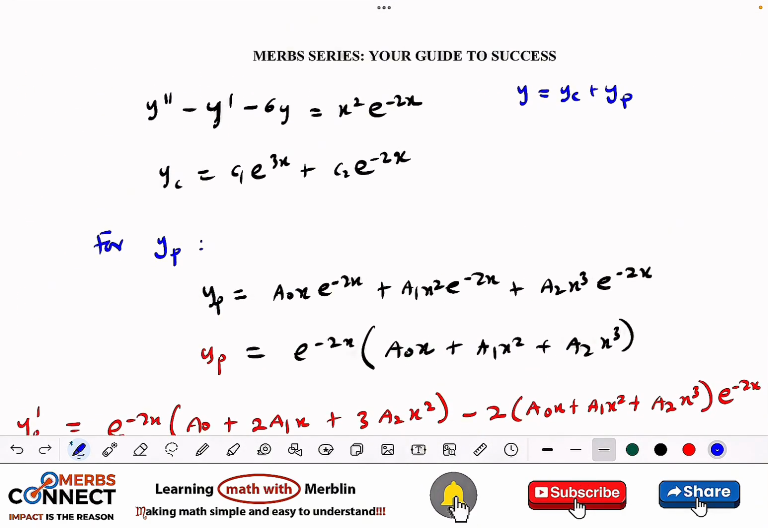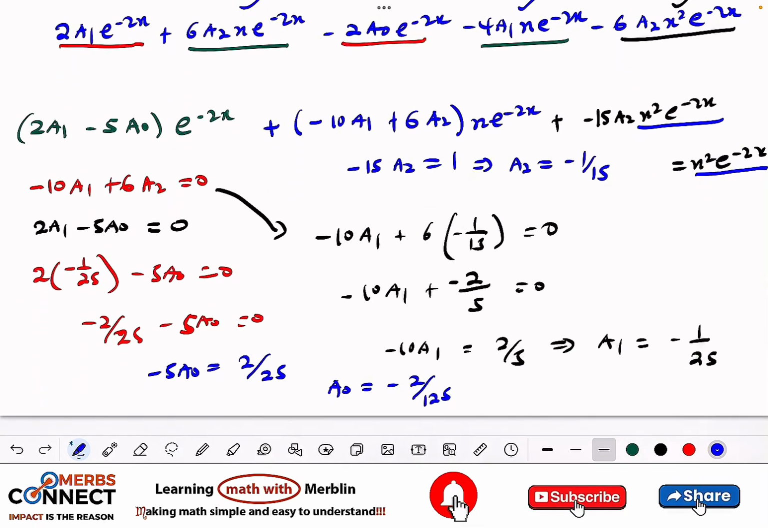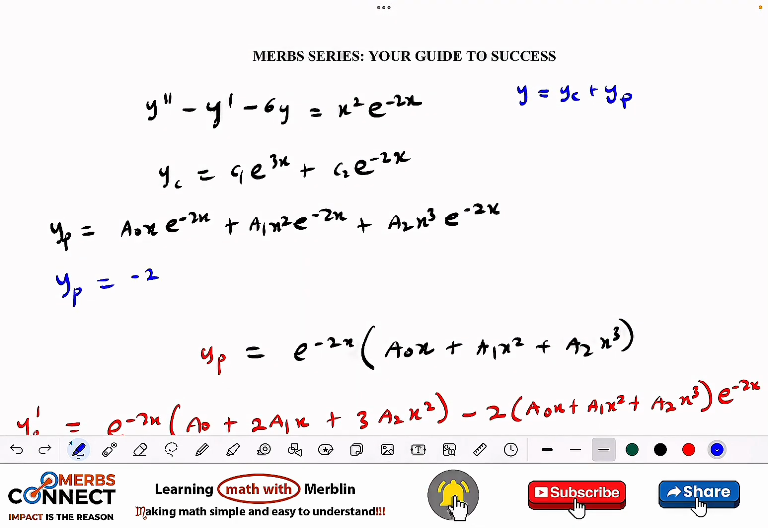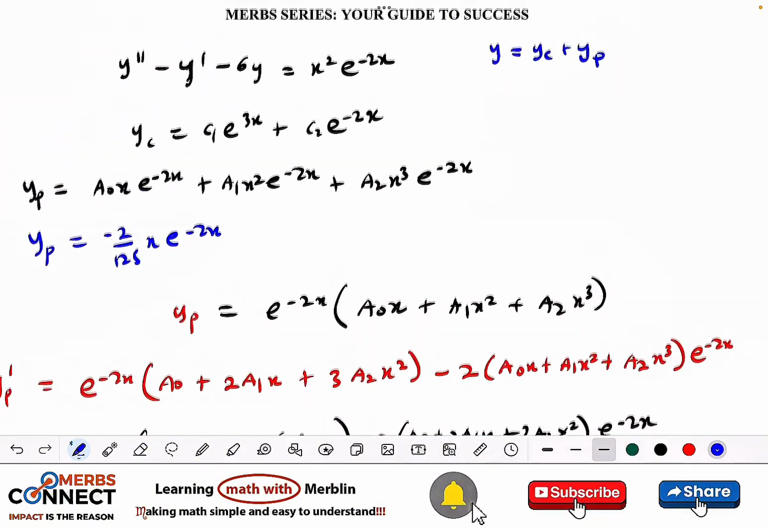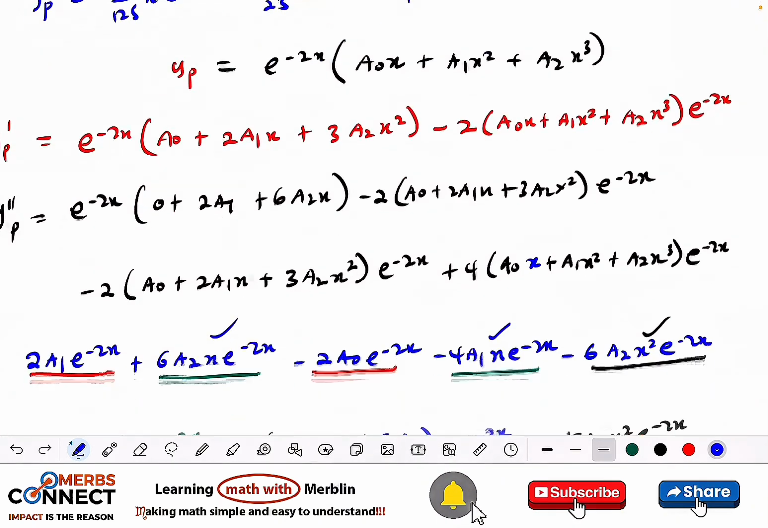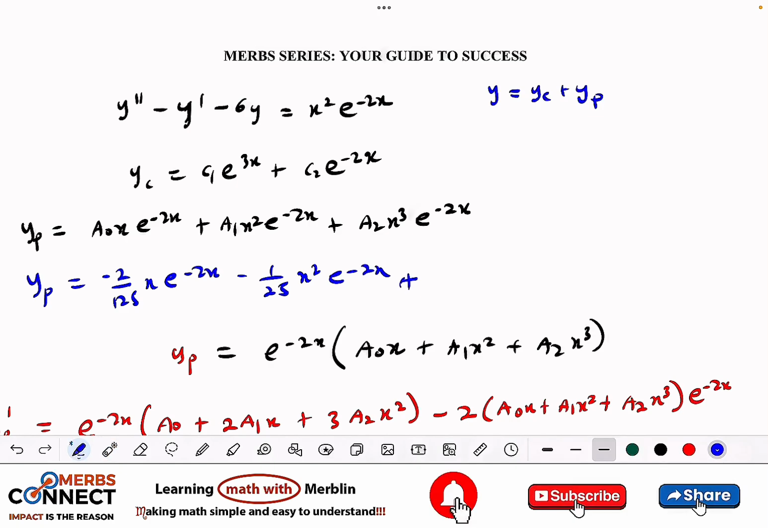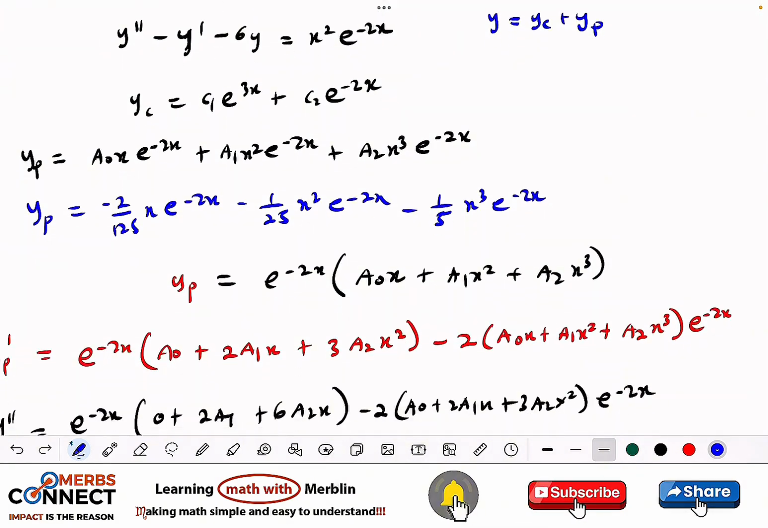So let's go and put them inside and see what we are going to get. So I'm going to have something like this. So from the particular solution, we have it to be this form. Good. So when I do substitution, yp will be equal to a0 is minus 2 over 125 x e to the power minus 2x. a1 is minus 1 over 25, which is x squared e to the power minus 2x. a2 is minus 1 over 15, so minus 1 over 15, then x to the power 3. So this is a whole lot of work on its own.